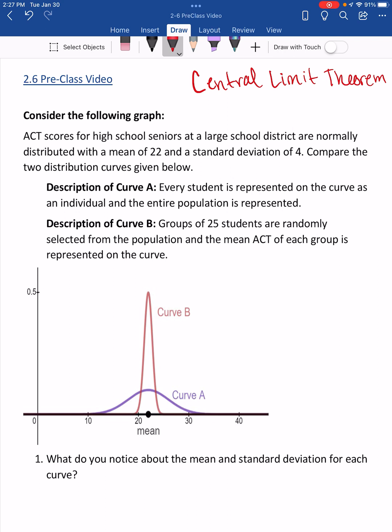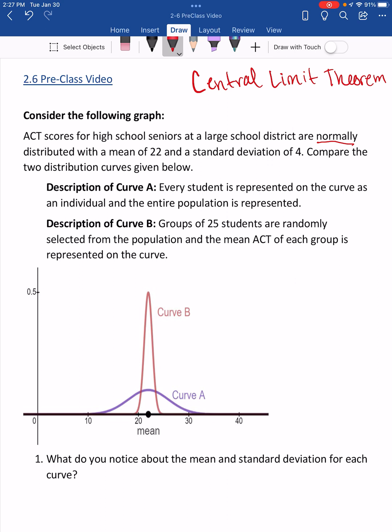So I think that we should start from an example and then get into the more formal definition later. Okay. So let's consider this graph here. I've got curve A and curve B. ACT scores for high school seniors at a large school district are normally distributed. Notice my bell curves, right? With a mean of 22 and a standard deviation of 4. Compare the two distribution curves given below.